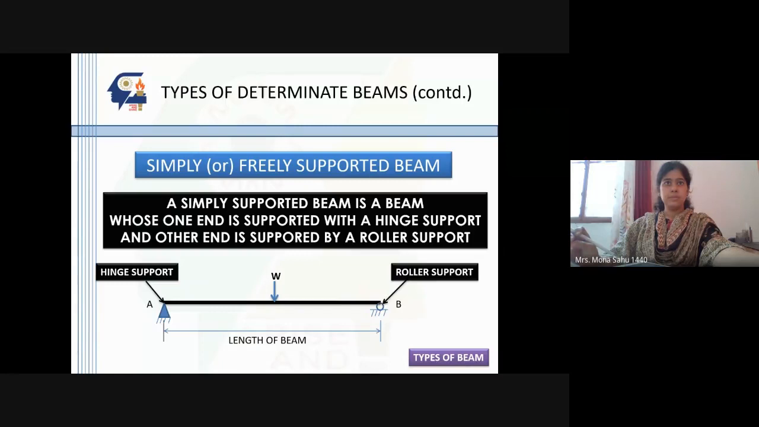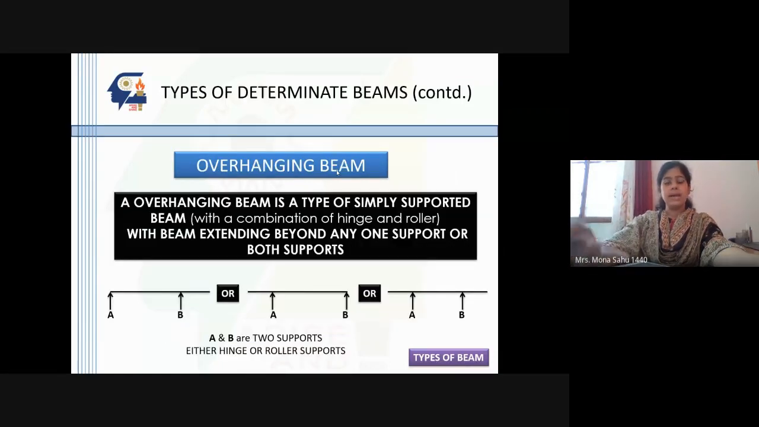Done? Good. Okay, next is the overhanging beam. If you notice here, it's like a simply supported beam, but it overhangs. It can overhang from the left, or the right, or on both the sides. So write the heading as overhanging beam and draw the three diagrams.